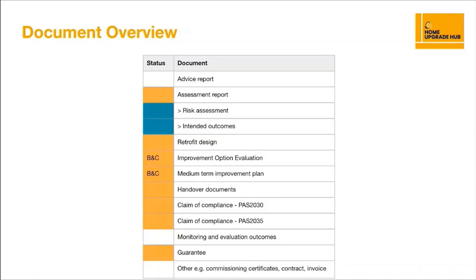Now, the only way you might skip the improvement option evaluation and the medium-term improvement plan, which are the ones that have got the B and C marked next to them, is if you were on a Path A route and you weren't doing fabric measures. Now, given the fabric first emphasis of the funding programme and also PAS 2035 as an approach, I think it's highly unlikely that you'll encounter that scenario in your delivery of the Home Upgrade Grant funding. And it's worth noting that there can be a lot of evidence requirements within these documents.